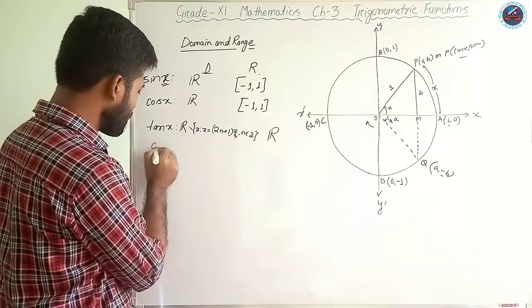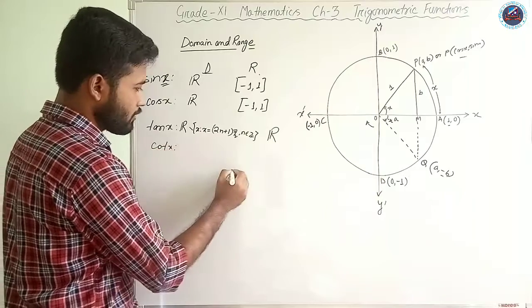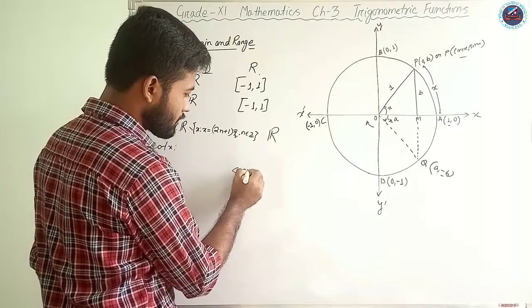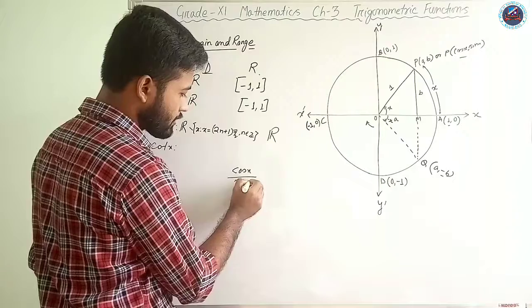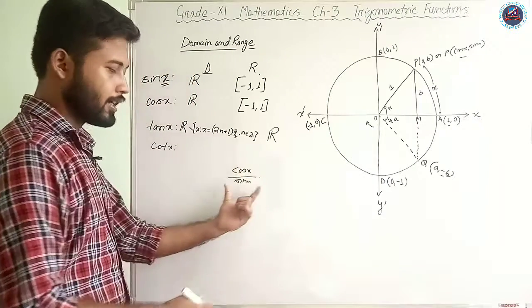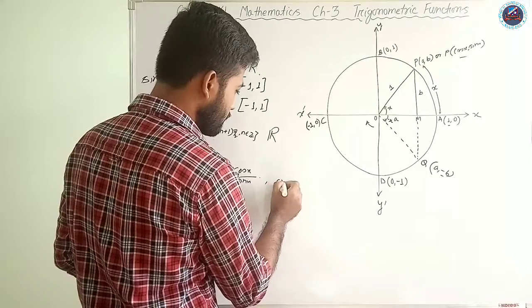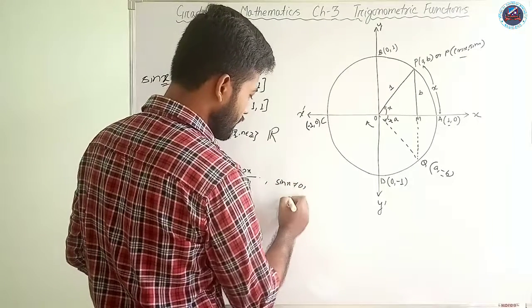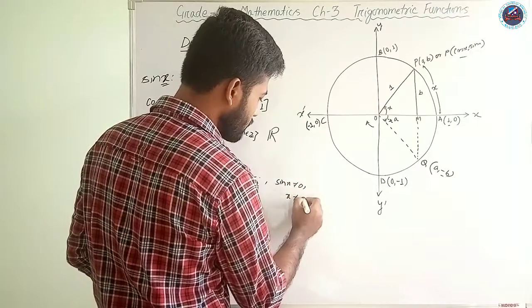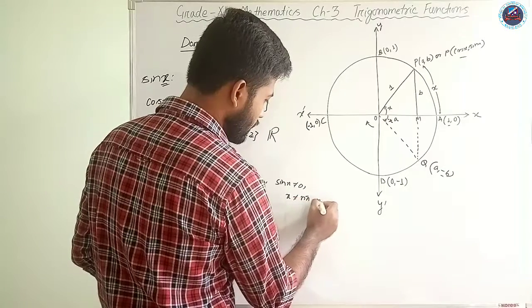So what is our cot function? Cot x means cos x by sin x. Similarly, for this rational function, sin x cannot be 0. So if sin x is not equal to 0, then what? x will not be equal to n pi, where n belongs to the set of integers.